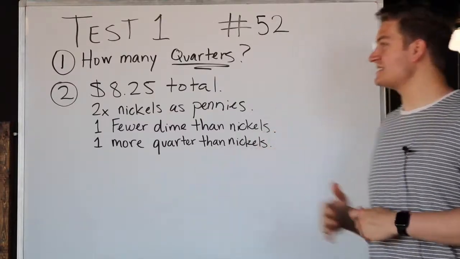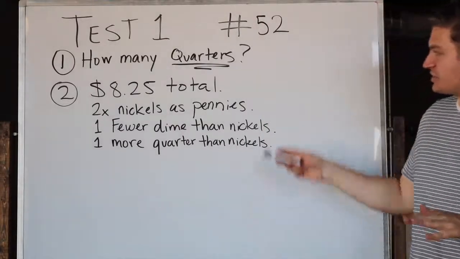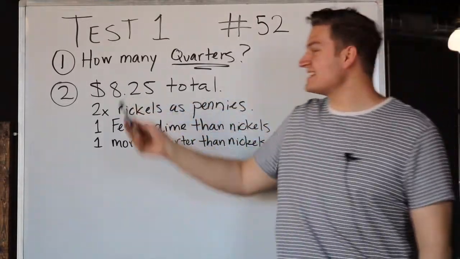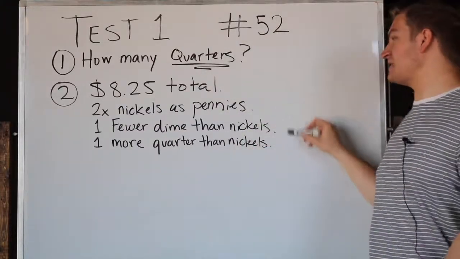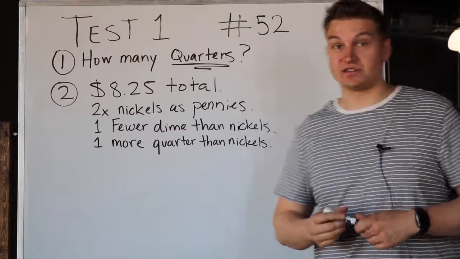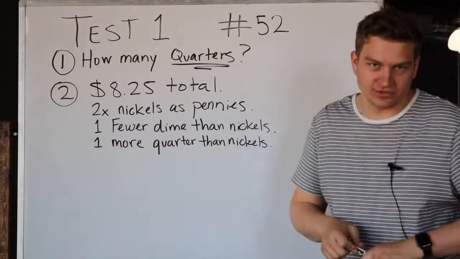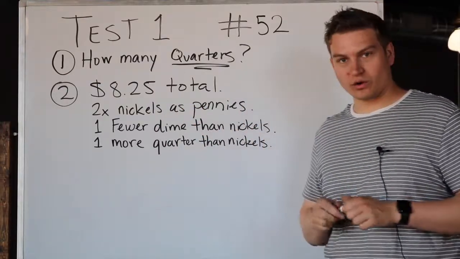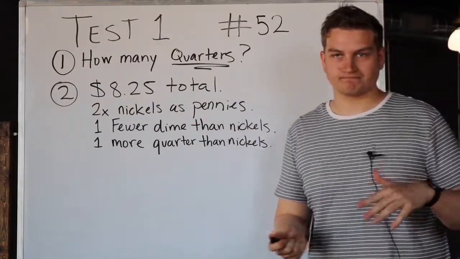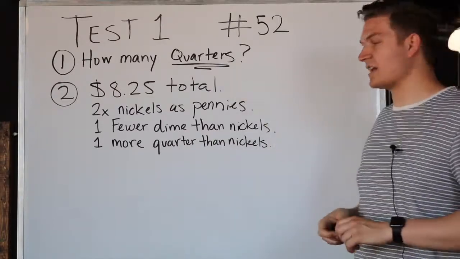Okay? And we move on to step 2, what do I know? You read through this whole situation, you realize that this person has $8.25 total. And then it gives you one of these types of puzzle scenarios. It says they have two times as many nickels as they do pennies. They have one fewer dime than nickels, and they have one more quarter than nickels. So this is everything that we know. This is what we're trying to find.